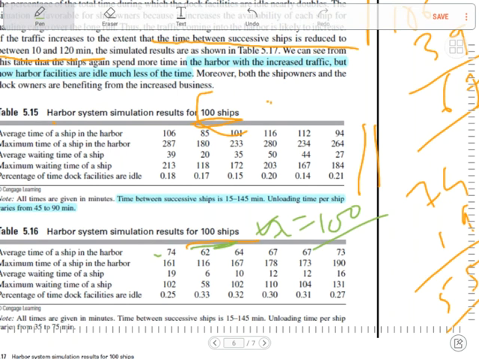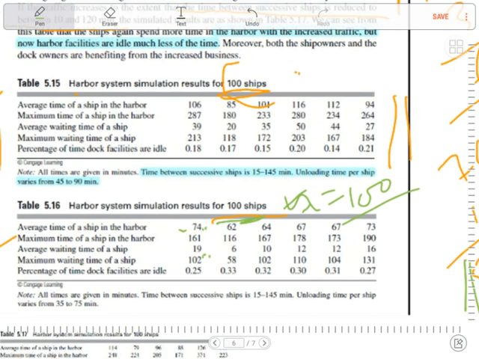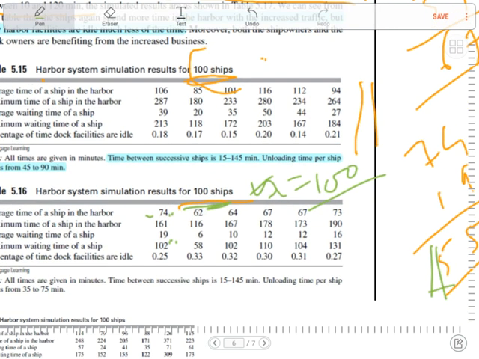The difference between these two gives you the unloading time. If a ship is spending 74 minutes total in the harbor, out of which it has to wait 19 minutes, that means it waits when unloading has not begun and is not engaged. The remaining time, 74 minus 19, gives the time for which it is engaged, that is, unloading the cargo. Here it is 55, so it lies between 35 and 75.